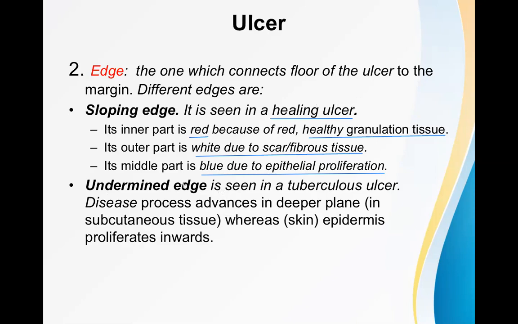The second type of edge is the undermined edge. Already talked about, this is seen in tuberculosis. So it is a tuberculous ulcer. Now, what is an undermined edge? See here, the disease process advances in a deeper plane. It is going deeper and deeper. It is going away or laterally near the floor, whereas the skin or epidermis proliferates inward, making the opening narrower than the floor. This is in a tuberculous ulcer.